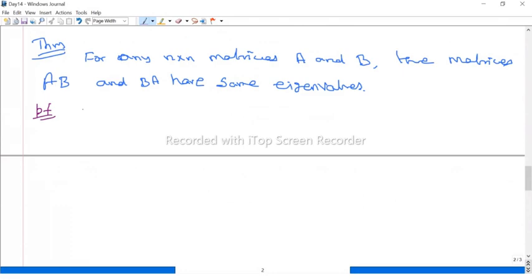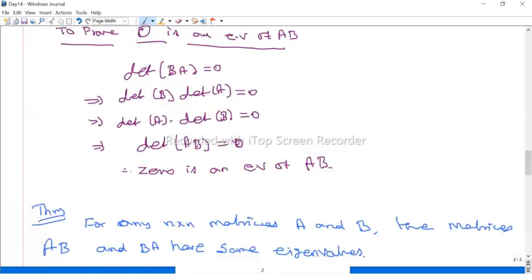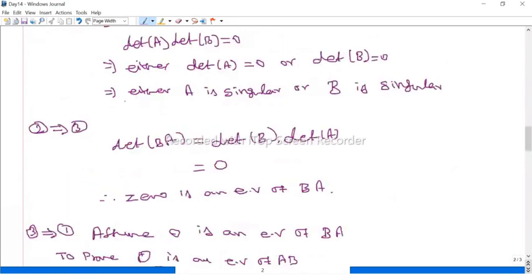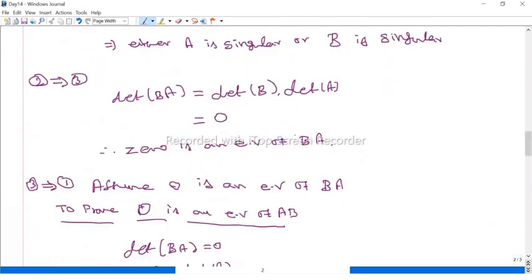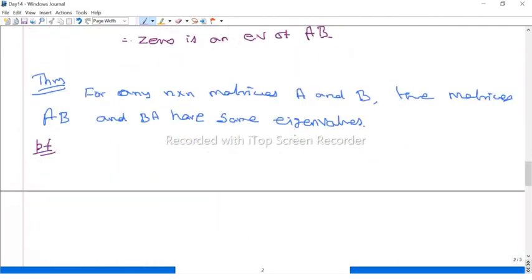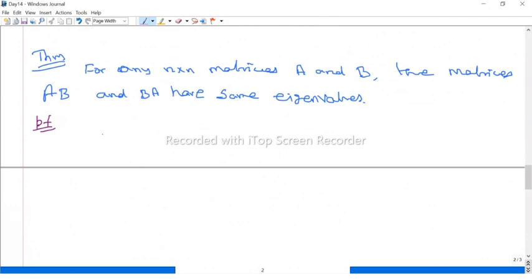Suppose 0 is an eigenvalue of AB. We already proved in the previous theorem that then 0 is an eigenvalue of BA. Okay, that is a simple proof. Now suppose we take some non-zero eigenvalue. Let lambda be a non-zero eigenvalue of AB, because if it is a zero eigenvalue, we already know.